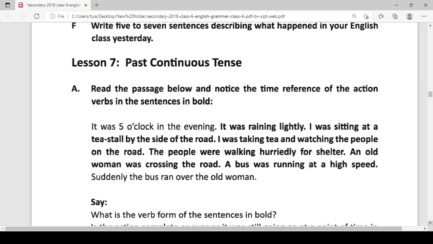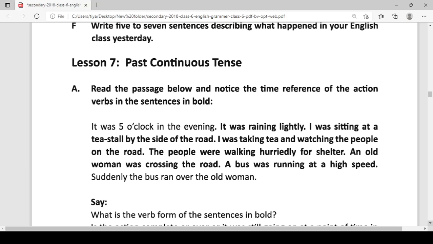In the same way, in the past continuous tense, we just change the helping verb. Subject plus was or were plus first form of the verb with ing plus object. Everything is the same, but we need to understand that the past continuous tense is talking about the past, so we use was or were as a helping verb. Like, it was raining lightly, I was sitting at a tea stall by the road, I was taking tea. Everything is the past continuous tense.